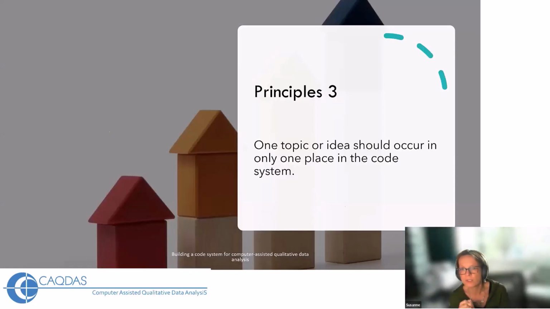The third principle is one topic or idea should occur in only one place in the code system. And I actually caused a mistake today in one of the projects. So I said, I leave it so I can show it to you how easy that can be remedied. But that sometimes happens during the process.